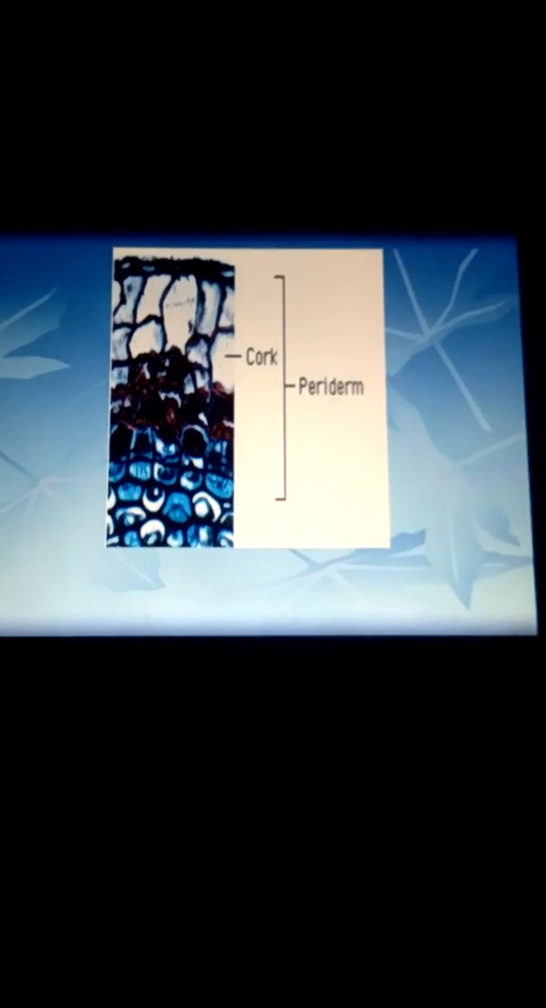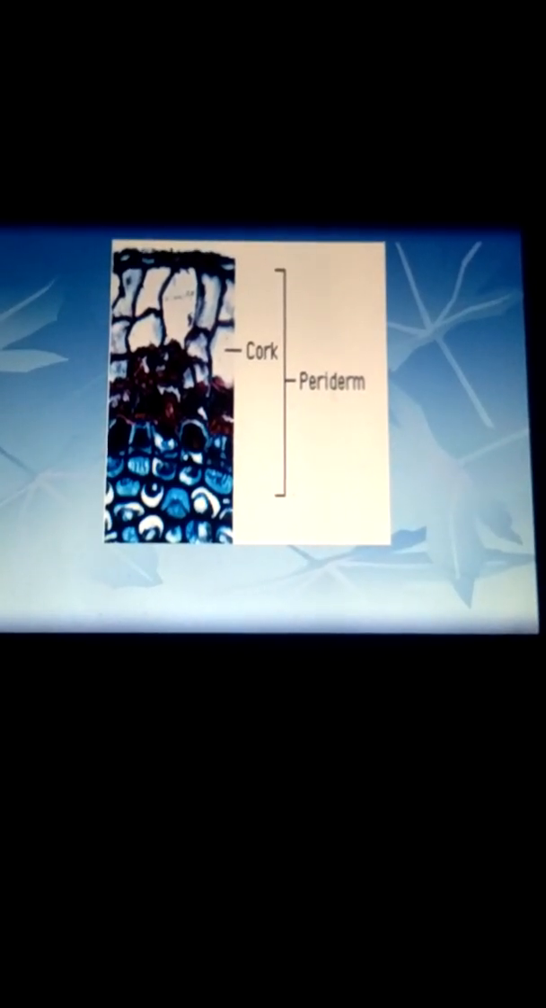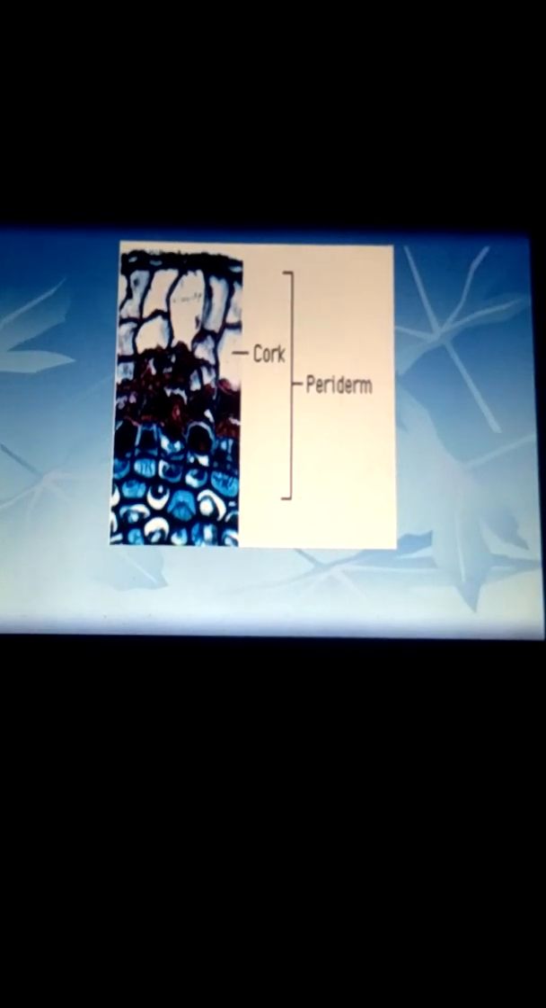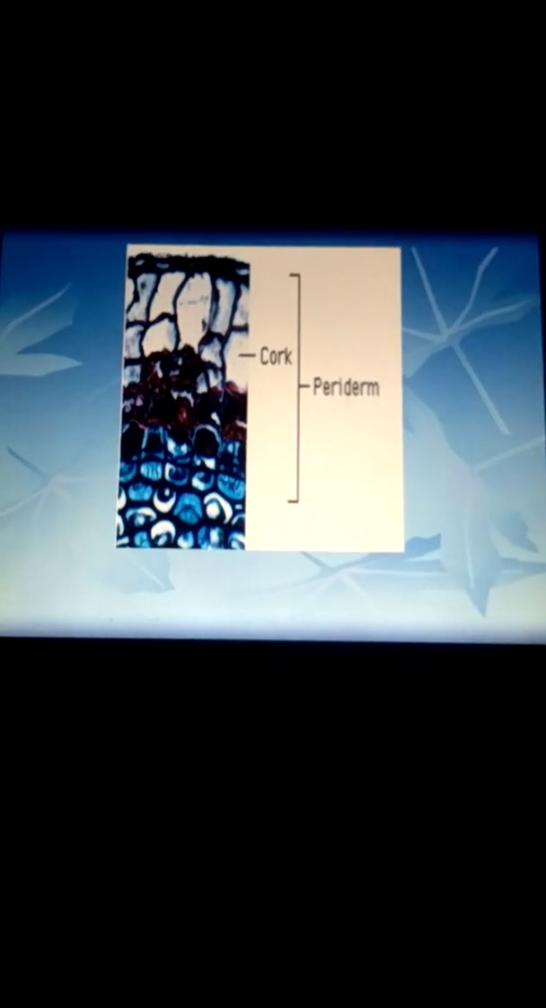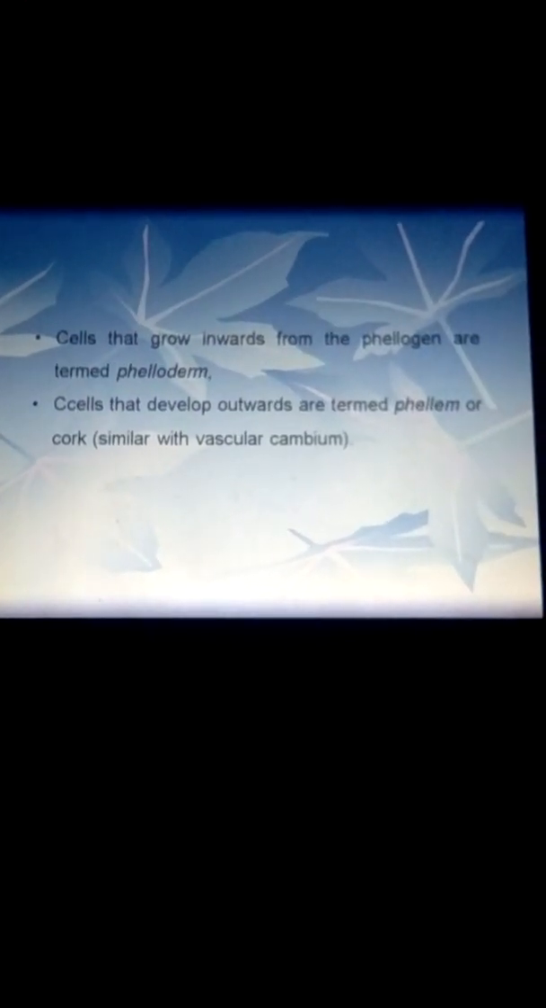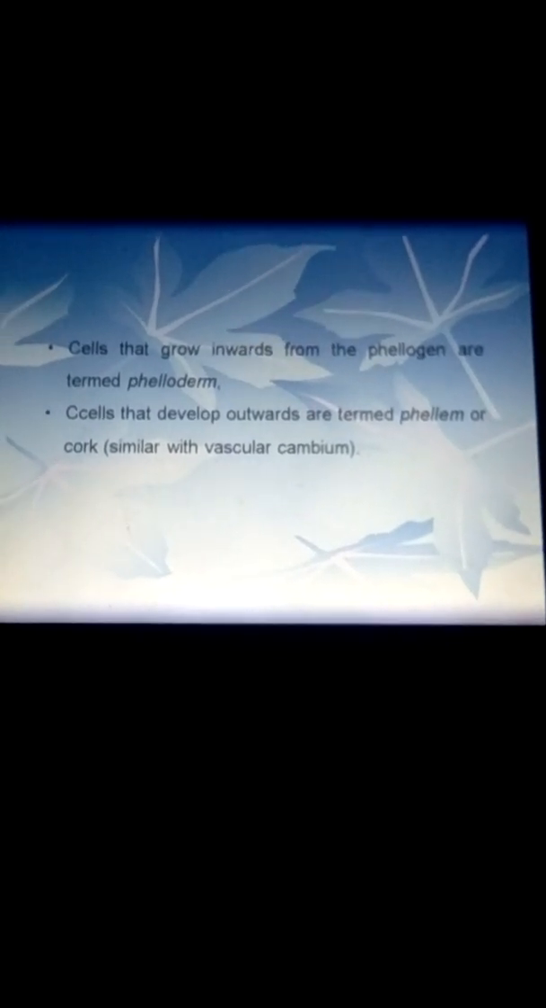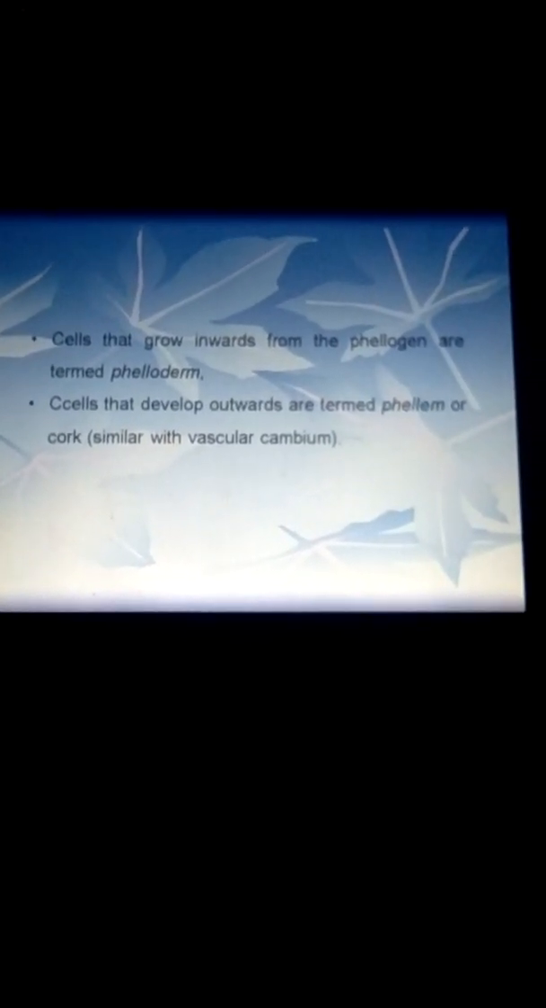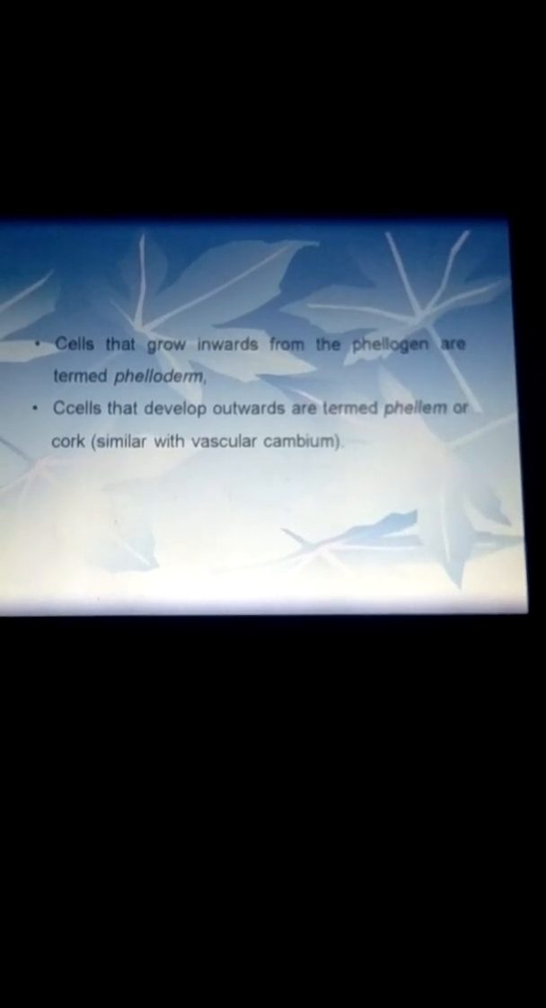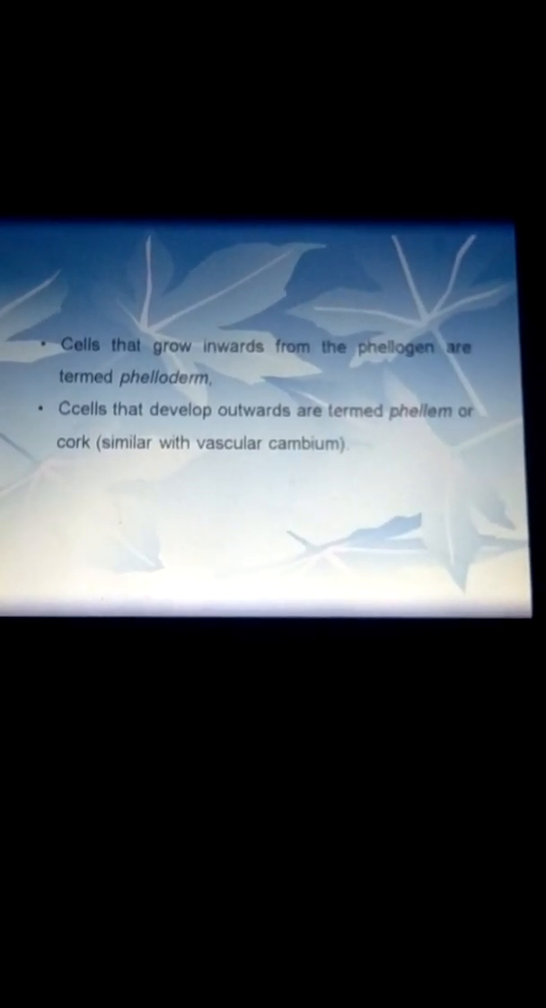Now this is the structure showing the cork. These are the different layers that are present outer to the plant for protection, and all these layers are called as a whole periderm. Periderm basically consists of three different layers: phelloderm, phellogen, and phellem. Cells that grow inward from phellogen are termed phelloderm. So the cells that are present inner to the phellogen are called phelloderm, and the cells that develop outward are termed phellem or cork.